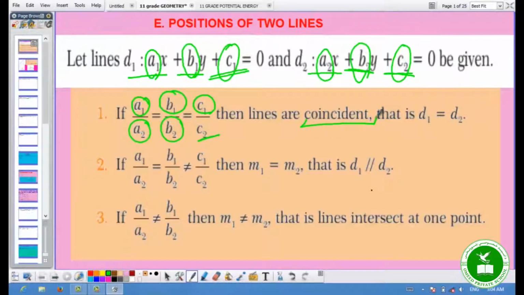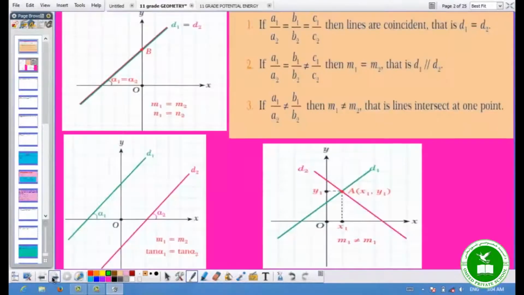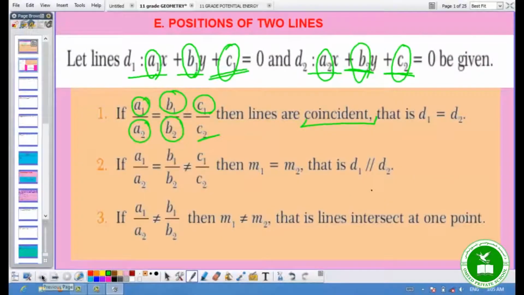Coincident with each other means they are equal to each other. You see here, line number 1, line number 2. They are exactly on each other. It means they are coincident.